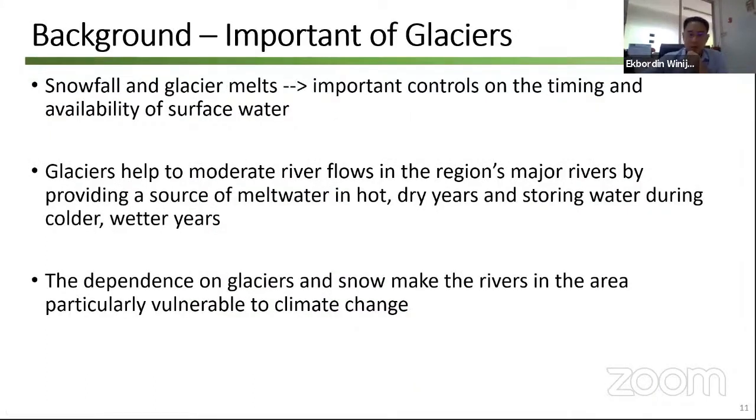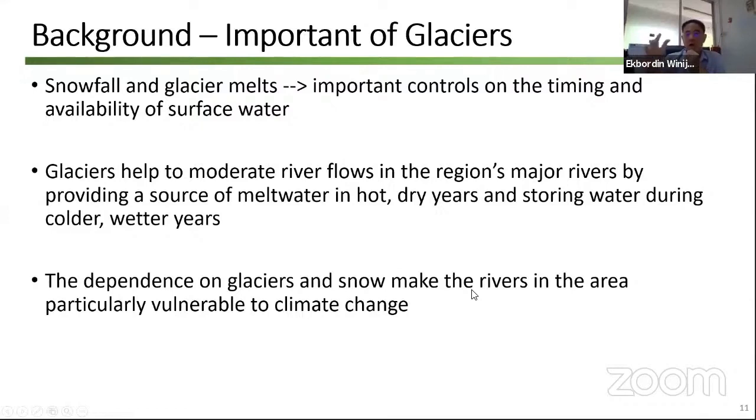Talking about the importance of the glacier, when we have snowfall and the glacier melts, this is the important process to control the timing and the availability of the water resource in the area. The glacier itself helps to moderate the river flow in the region, providing a source of melt water during hot and dry years and also storing water during colder or wetter years. The dependence on the glacier and the snow makes the rivers in the area particularly vulnerable to climate change.